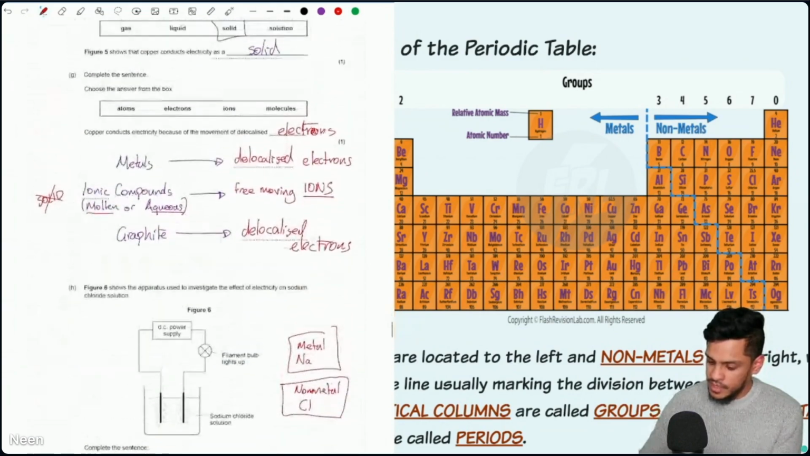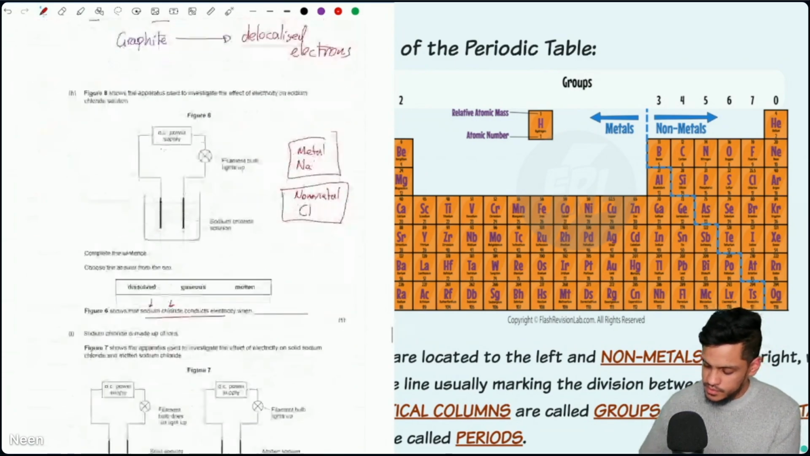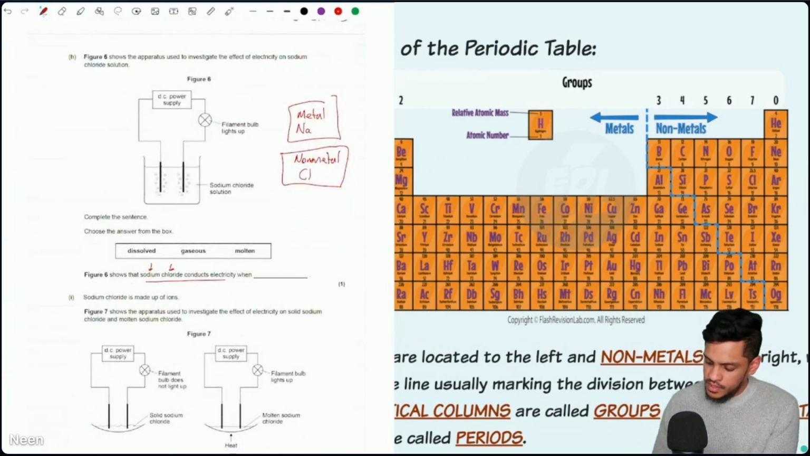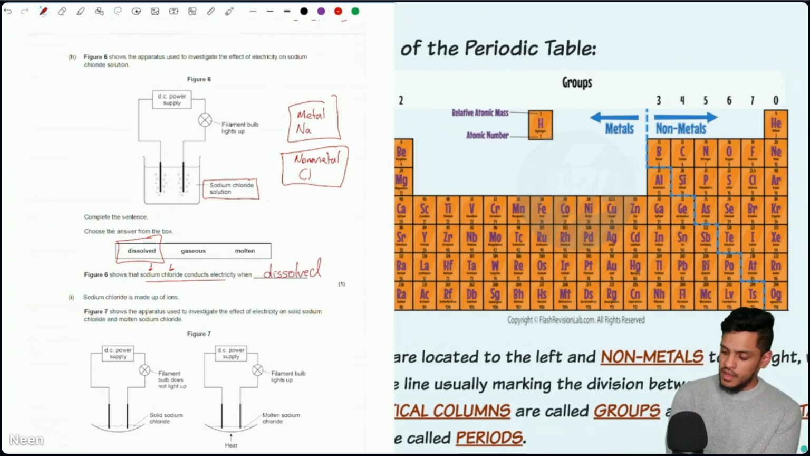And what did I say about ionic compounds? I said it here. They conduct electricity when they're molten or aqueous. So this one conducts electricity when, in the question, it says it's a sodium chloride solution. Solution basically means it's dissolved in water. The answer is dissolved. No, so molten and aqueous are different things. You can't put molten here.